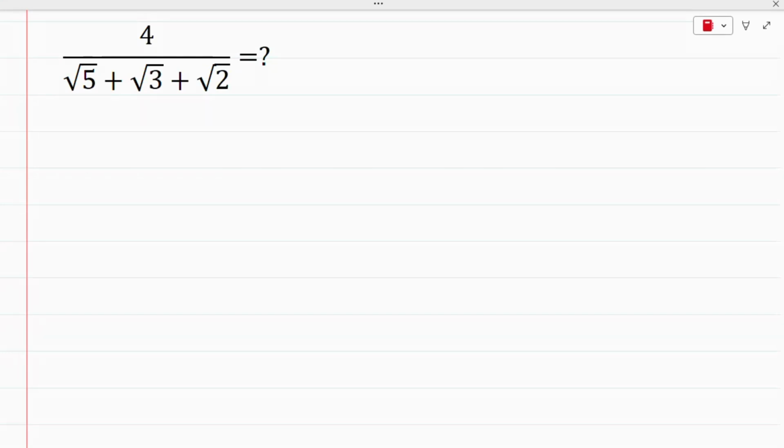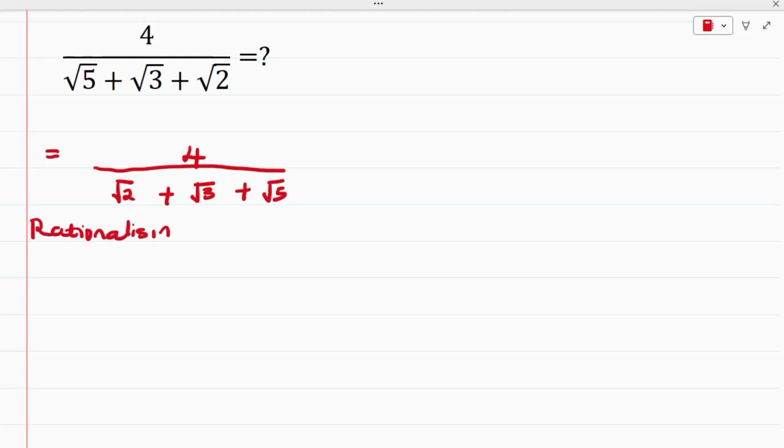So right here guys, we have this nice square root algebra problem and we want to simply solve for this. So guys, the first thing we want to do is to simply rearrange the denominator. So we have this to be 4 divided by... Now arranging the denominator, we have this to be the root of 2 plus the root of 3 plus the root of 5. So the next thing guys we want to do right now is to simply rationalize.